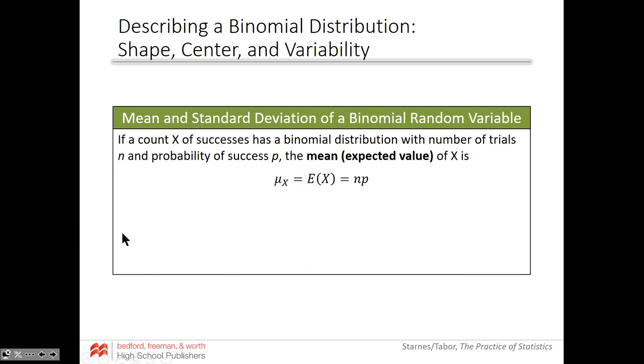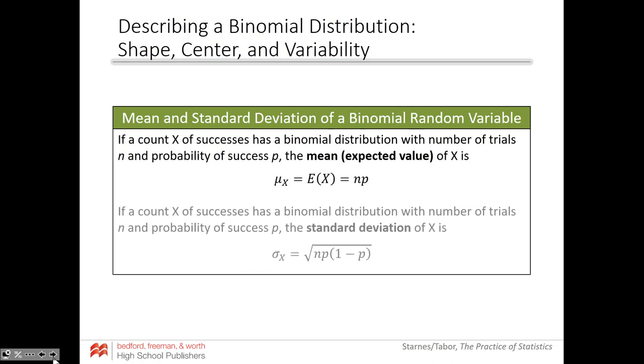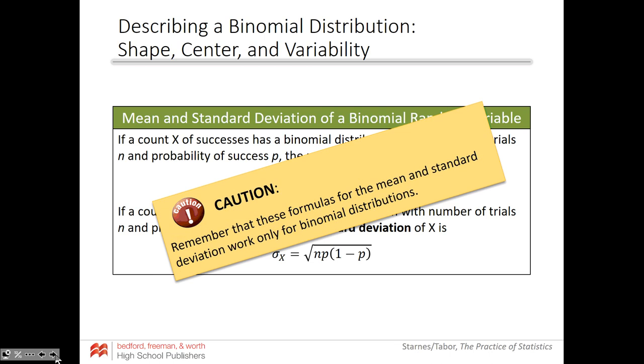So just to formalize this, if the count x of successes has a binomial distribution with a number of trials n and a probability of success p, the mean or expected value is just n times p. The standard deviation is square root of np(1 minus p). Just to remind you, you can only use these if you have a binomial distribution.